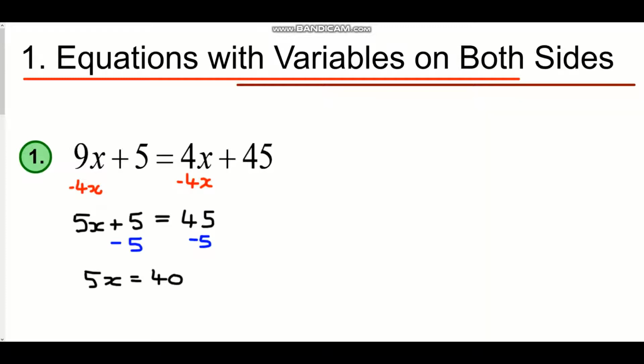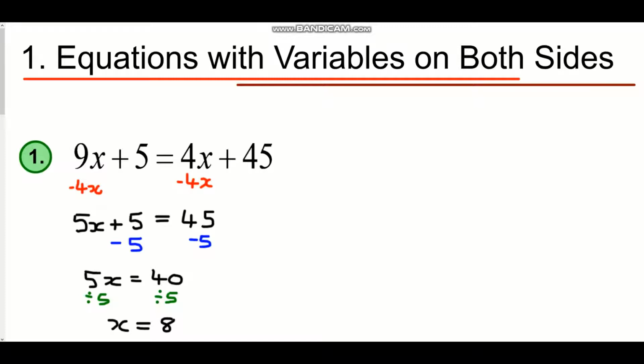My last step in this equation is to get what 1x is equal to, so I'm going to divide 5x by 5 to give me what 1x is. But of course, because these two things are equal, I have to divide by 5 on the other side of the equation as well to keep it balanced. So our final answer here is that x is equal to 40 divided by 5, which is 8. And that's our final answer.